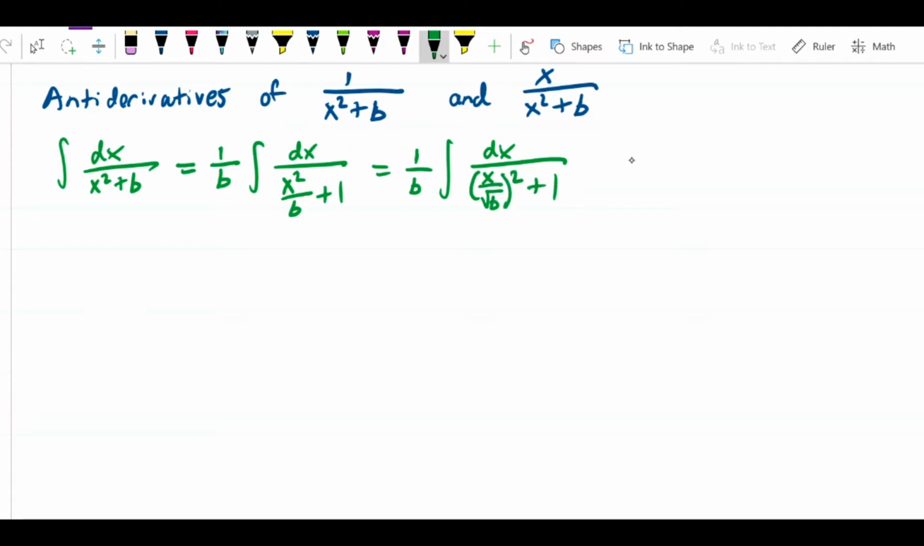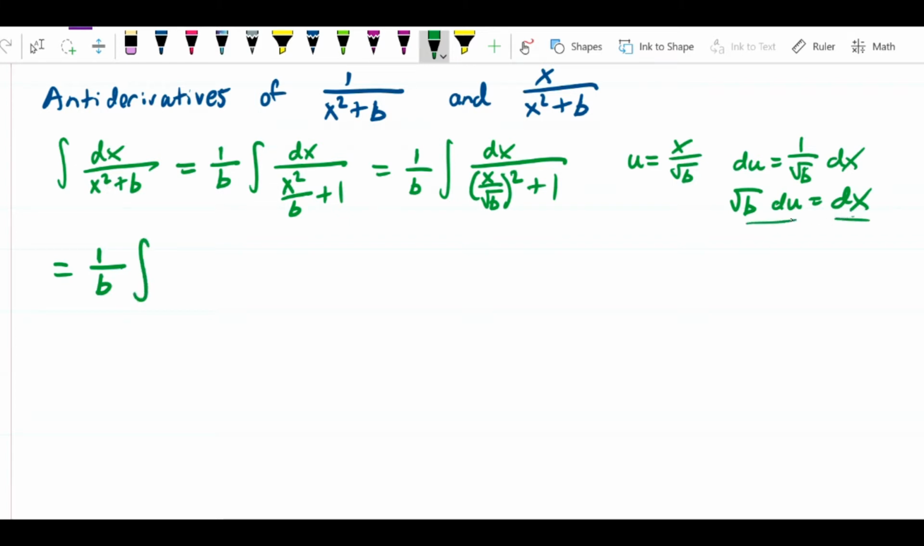Now I can set u equal to x over root b, and du equals 1 over root b dx. So that gives me root b du is equal to dx. Now I can replace everything the way it looks in the integrand. I have 1 over b times dx, which is root b du, so that's root b du in the numerator. In the denominator, x over root b is u, so I have x over root b squared, which gives me u squared plus 1.